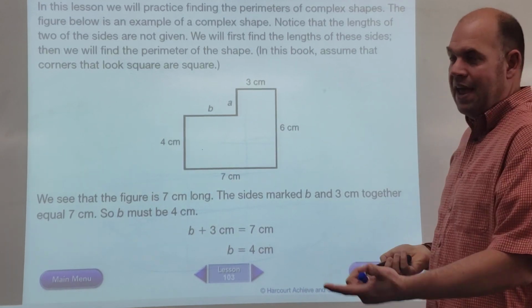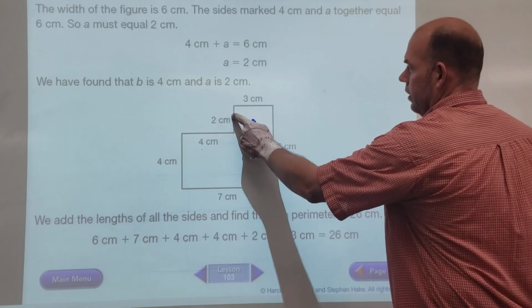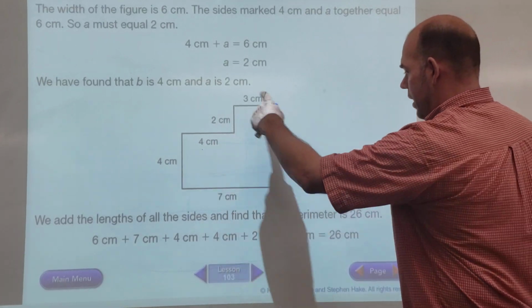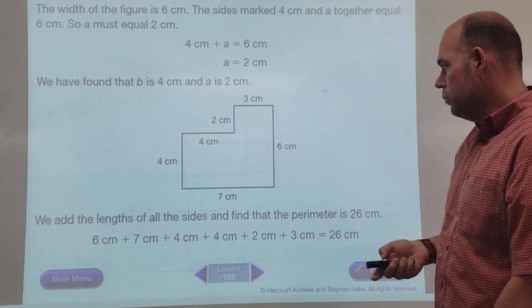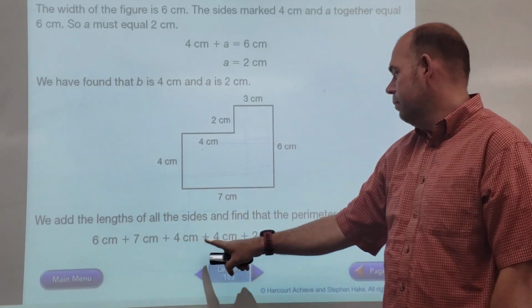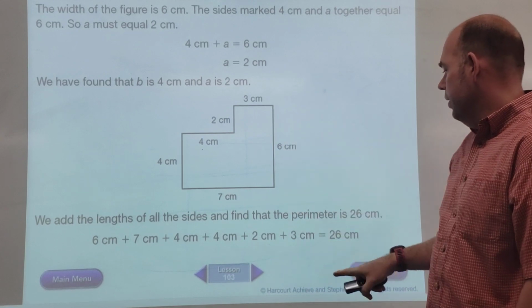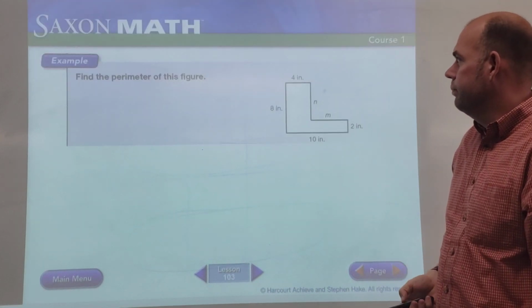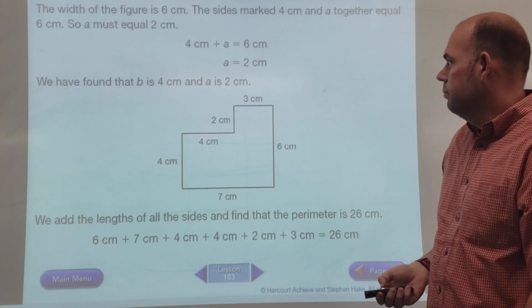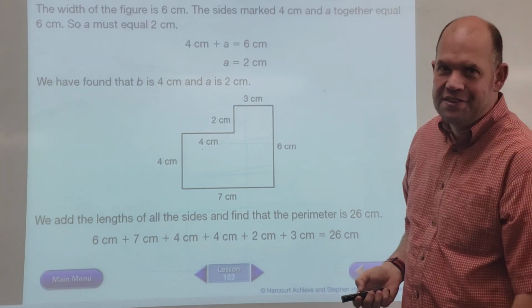Then all we have to do is add up all the sides. So we'll put in our 2, we'll put in our 4, we'll add them all together. So we have 6 plus 7 plus 4 plus 4 plus 2 plus 3 equals a total perimeter of 26 centimeters, okay? Now I'm going to show you a hack on this too.